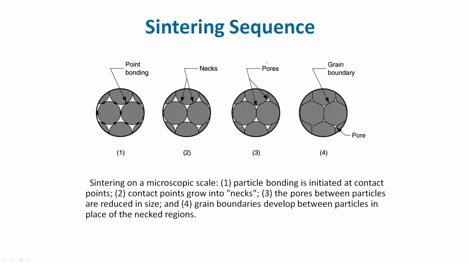So how does this sintering happen? Very simply, sintering happens by the formation of necks. You can see that the points are connected, that is how the necks form, and the necks grow, and finally they join. In a very rudimentary way, this is how it happens. Particle bonding initiated at the contact points grows and forms a neck, then the neck grows, and they join together.